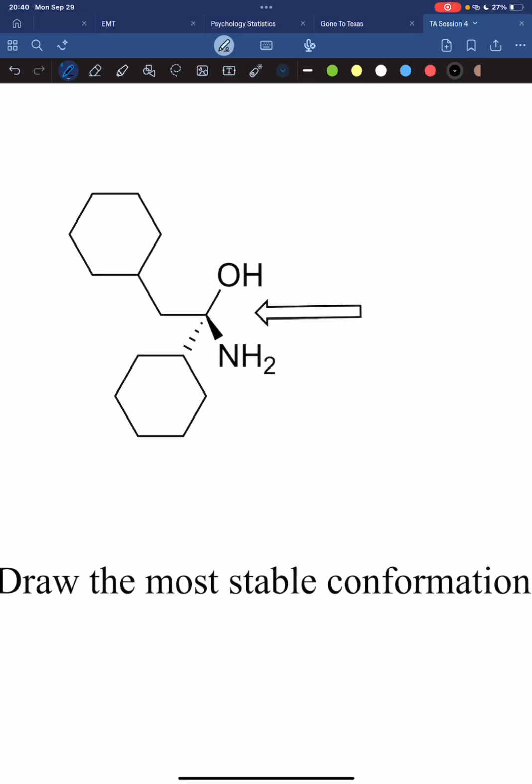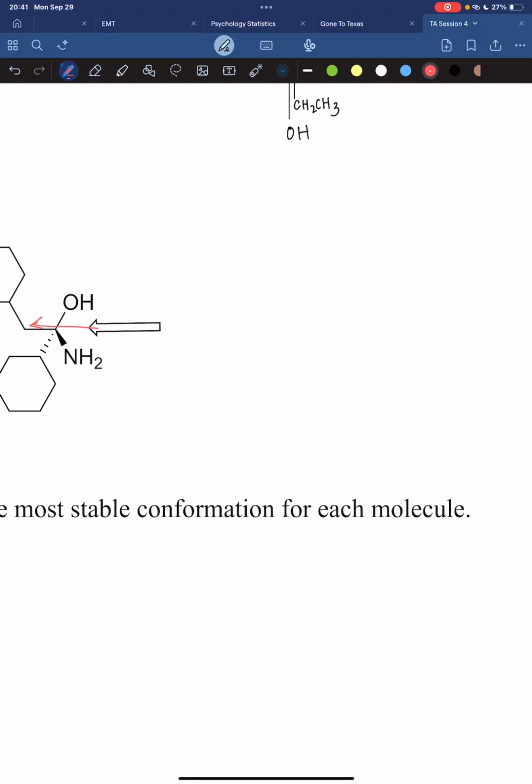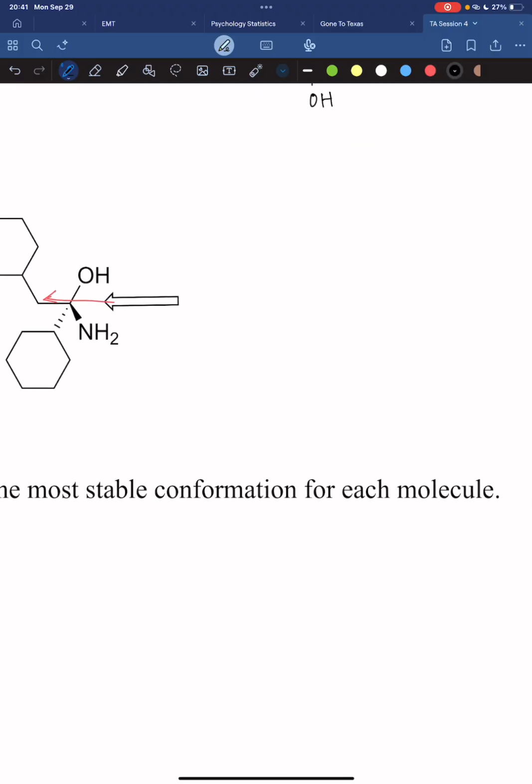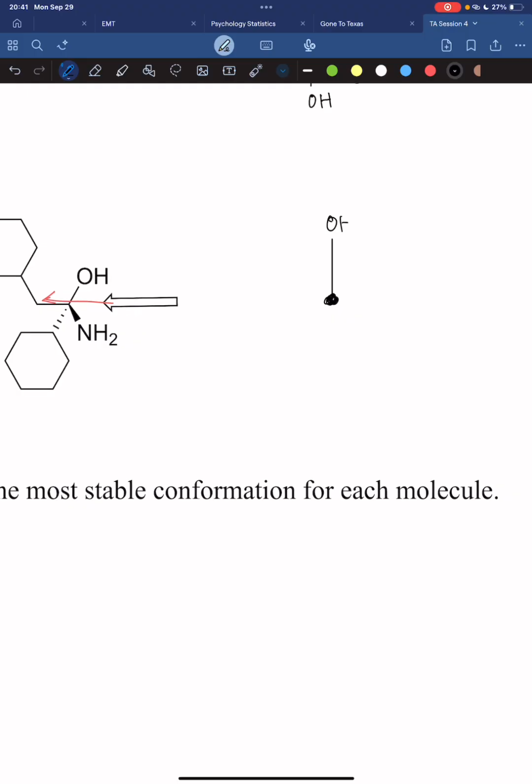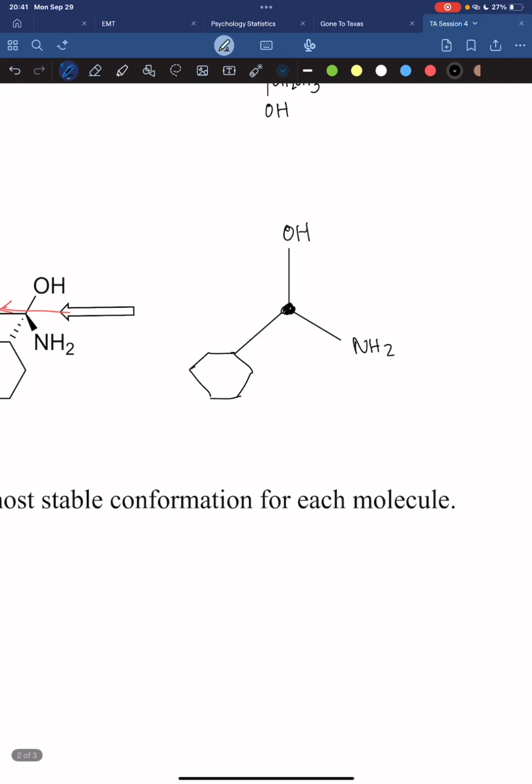Let's do the next one. We're looking in the opposite direction this time, so let's speed things up a little bit. We have our group that is in the plane going up, a hydroxyl group, and then we have an NH2 coming out of the page, and we have a cyclohexane group. Like that. And that's that first front carbon.